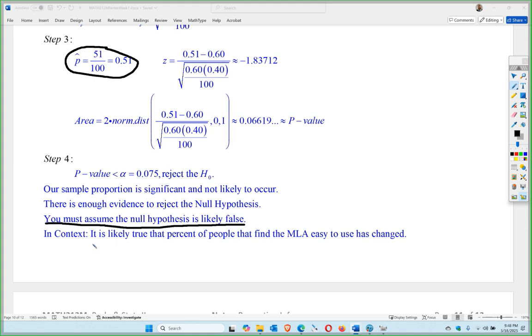So in context, it is likely true that the percentage of people that find the MLA easy to use has changed. Has it gone up or down? I don't know. We really can't say that. That would need a confidence interval for that, basically.